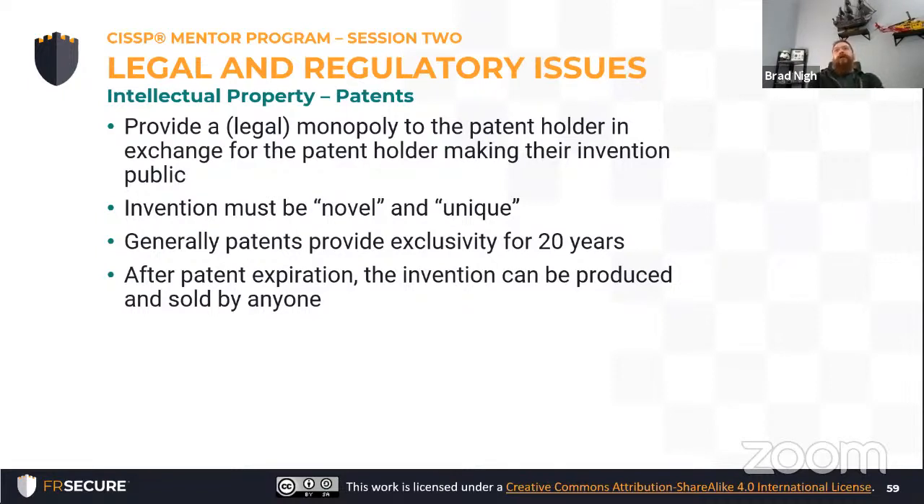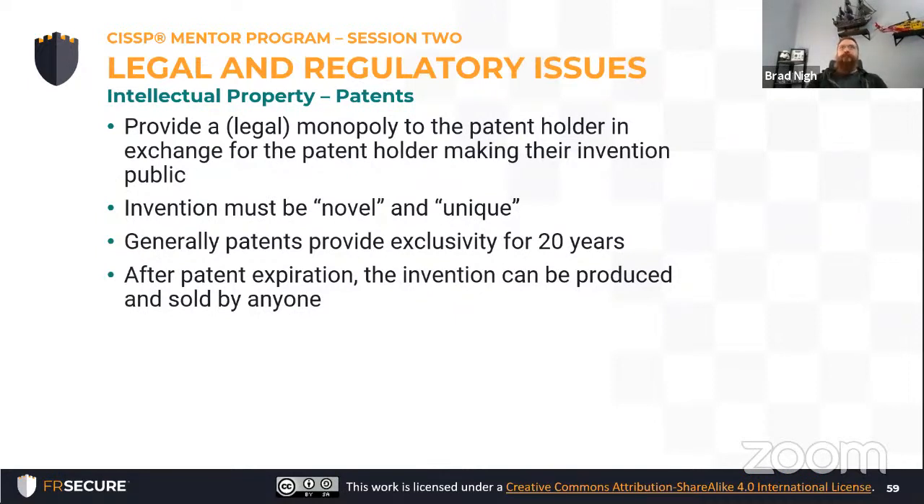So it is a legal monopoly to the patent holder making the invention public. This is where drug companies patent a new drug, right? But they can sell it for the first 20 years. They're the only ones that can profit off of it. It has to be novel and unique. You have to prove that. And then once that patent expires, the invention can be produced and sold by anyone.